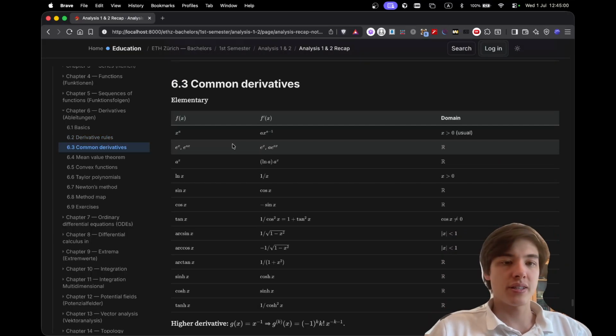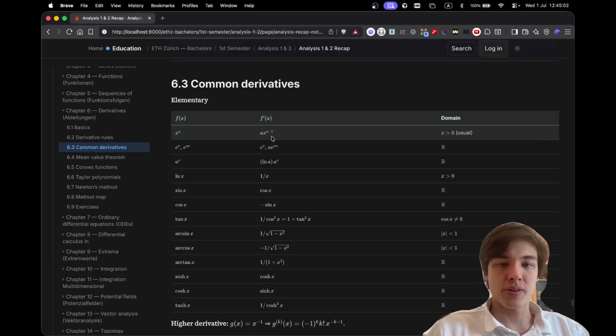Some common derivatives: x to the power of something, the exponent minus 1, and that value comes forward.